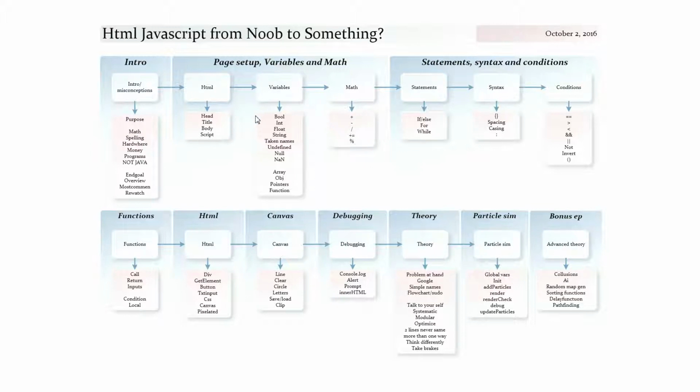So next we've got variables. Within the variables we'll be learning what a boolean is, an integer, a float, a string, what a token name is, undefined variables, which is a bit of a confusing one, null, and NaN, which means not a number. And then within the advanced stuff, arrays, objects, pointers, and functions. So if you do know stuff about variables, you might be like, hang on, wait a second, a function isn't a variable, but I sort of count it as one because of some things you can do with it.